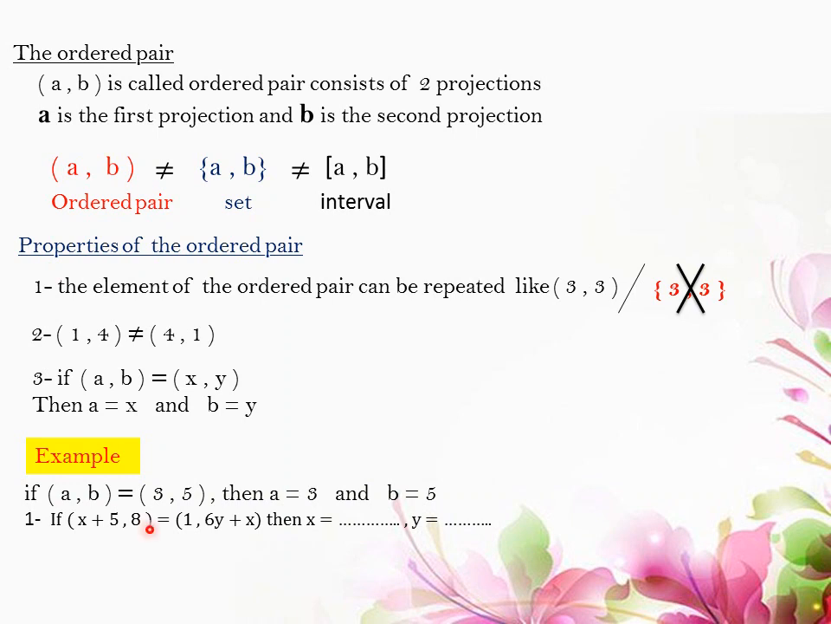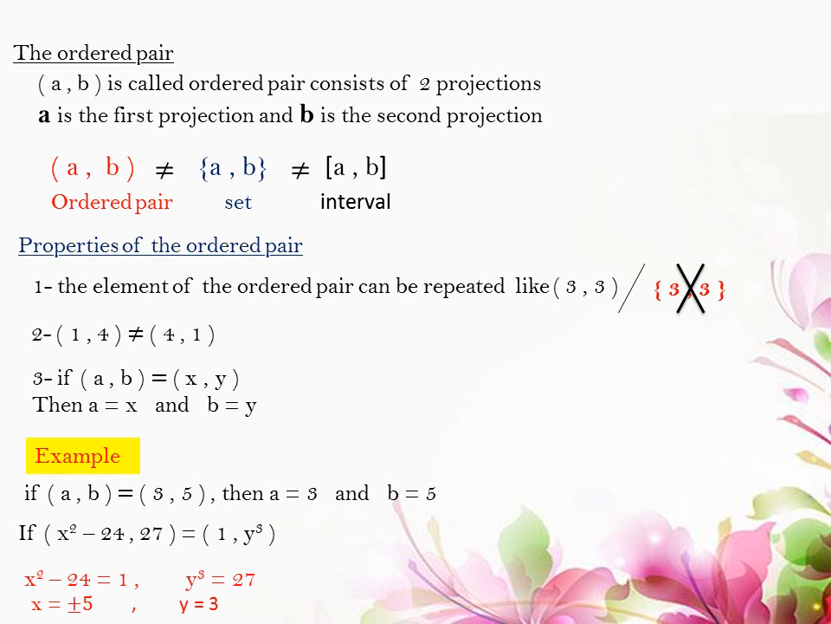And 8 equals 6y + x, where x is negative 4. We can solve it as 6y + x = 8, x = -4. So we move it to the other side by the opposite operation: 12 divided by 6 equals 2. So x equals negative 4 and y equals 2.